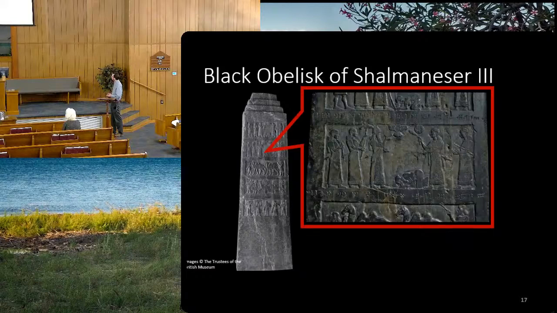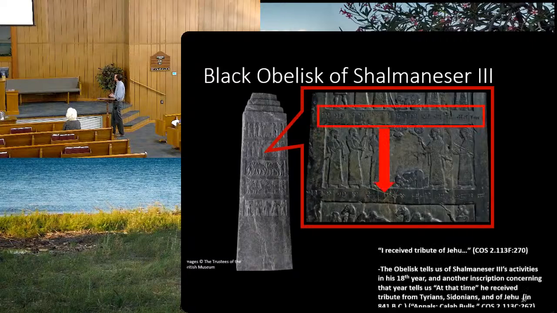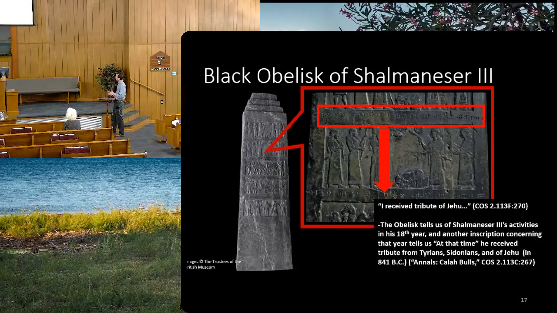So in the second panel, I'm not sure how well you can see that, you might be able to look back and see it better on that screen, but what you have here is what's thought to be an image of Jehu, or one of his representatives. The inscription is pretty small, and I don't expect you to be able to read that, but the inscription itself says, "I received tribute of Jehu."